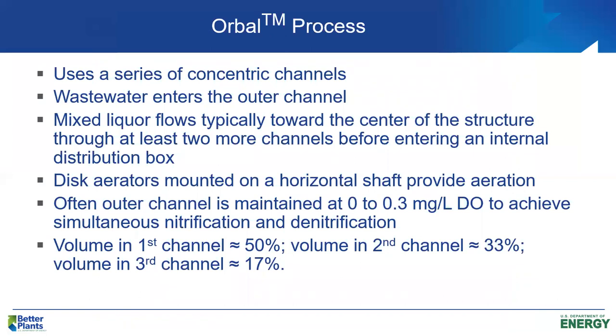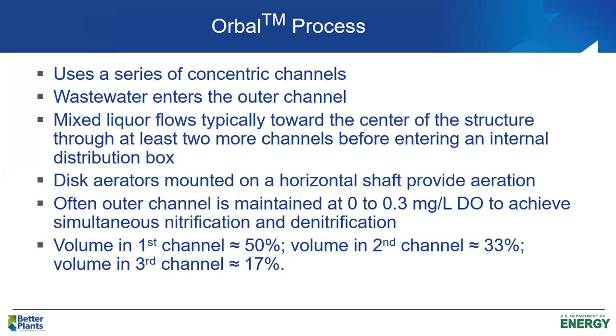So again, the Orbital process gives you the opportunity to, if you have fairly stringent limits on total nitrogen, if you have a total nitrogen limit of about 8 milligrams per liter, with an Orbital process, you should be able to meet that almost all of the time. Can it meet a total nitrogen limit of 5 milligrams per liter all the time? Maybe not, but it will meet it probably most of the time.